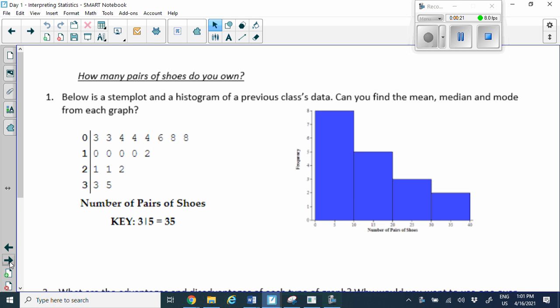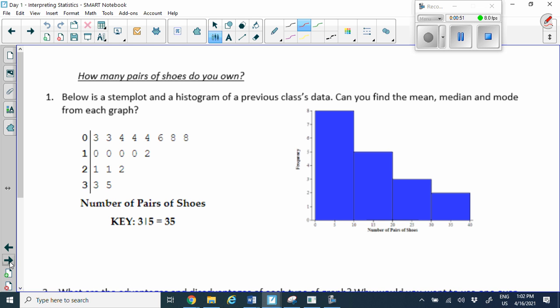Okay, so how many pairs of shoes do you own? Okay, so below is a stem plot and a histogram of a previous class's data. Can you find the mean, median, mode from each graph? Okay, this is what I would like you to do. Go ahead and pause the video and determine the mean, median, mode, if you can, for both our stem plot and our histogram. Okay, let's see how you did.